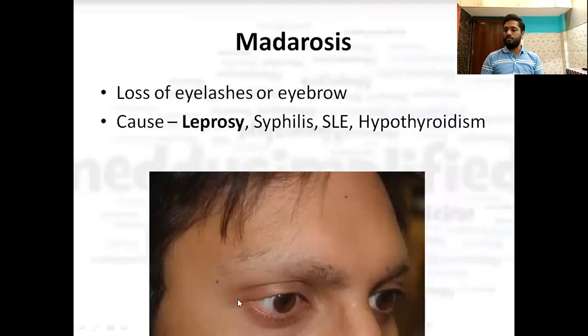Now MADAROSIS. What is MADAROSIS? It is loss of eyelashes or eyebrows, right? So what are the different causes of MADAROSIS? It is seen in leprosy, syphilis, SLE, and hypothyroidism. If you can see here, this person is not having the upper eyelashes. Also, a few eyebrows are absent for him, are not there. So this is known as MADAROSIS.